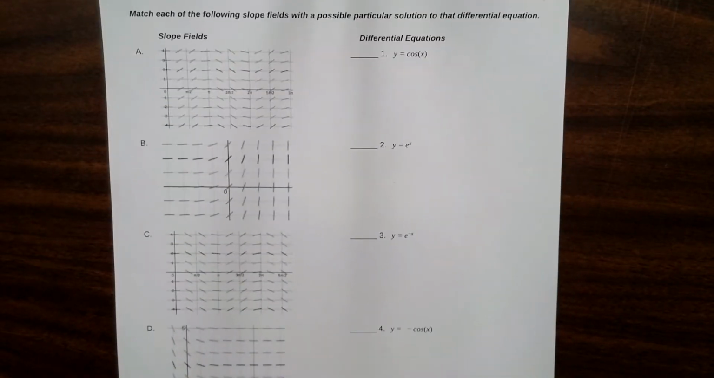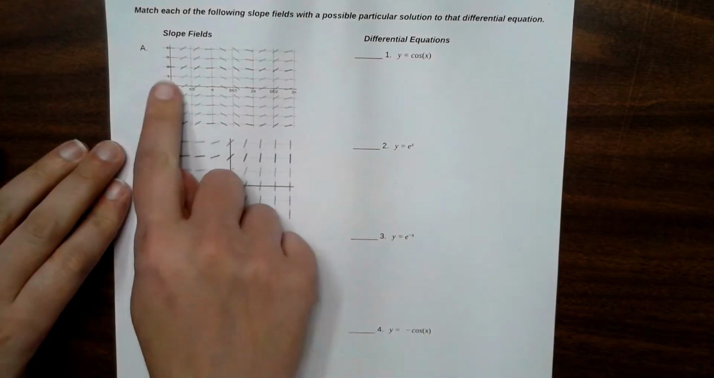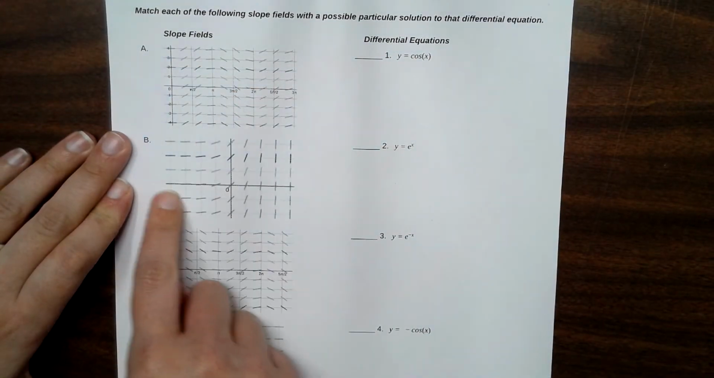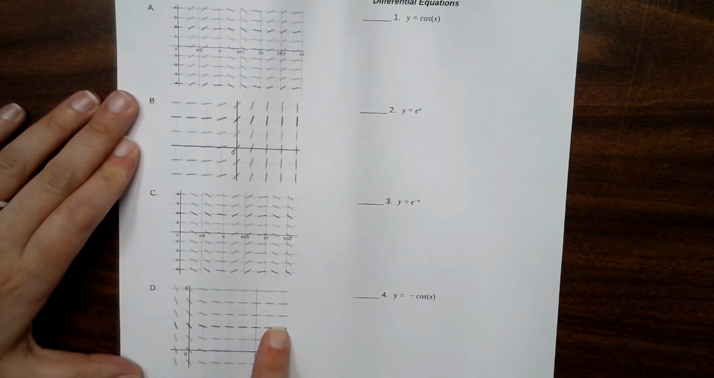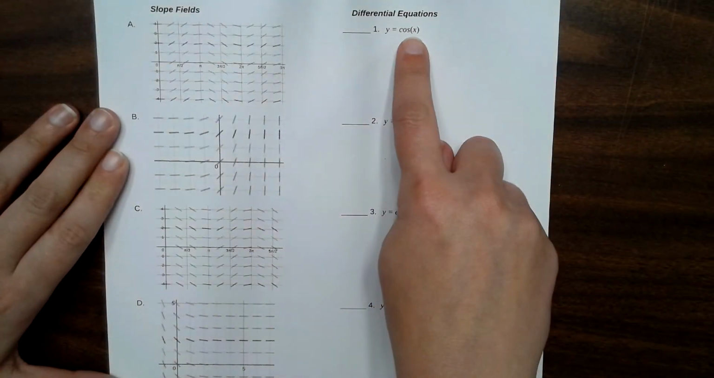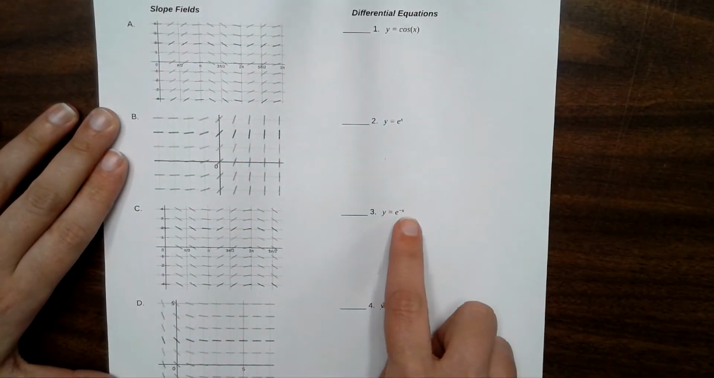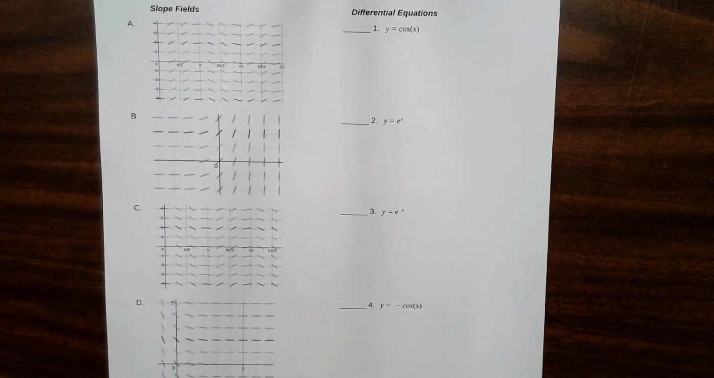So here's an example of how you can use the slope field to figure out what type of original function there would have been. It says here, match each of the following slope fields with a possible particular solution to that differential equation. Looking at my slope fields, I've got some that look like waves and some that are curving up, another one that looks like a wave and one that's curving down. And here I've got equations cosine, e to the x, e to the negative x, and negative cosine.